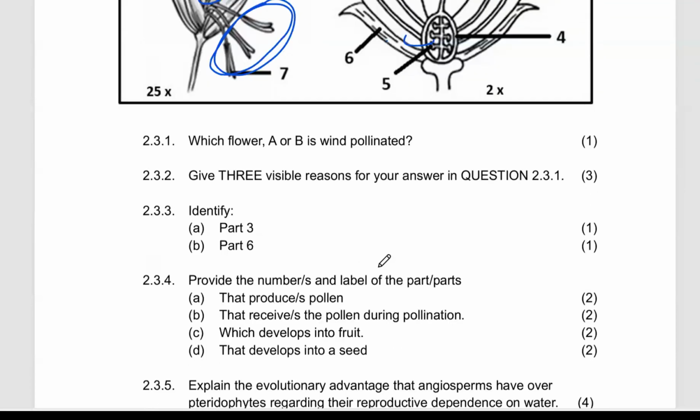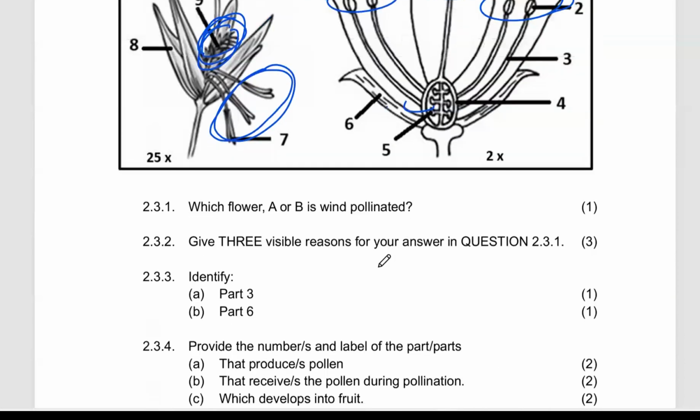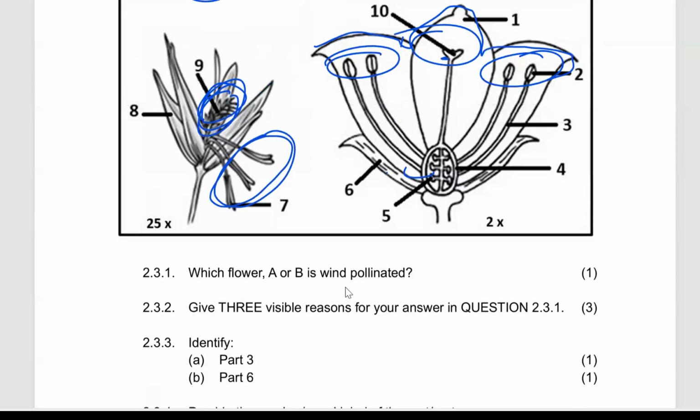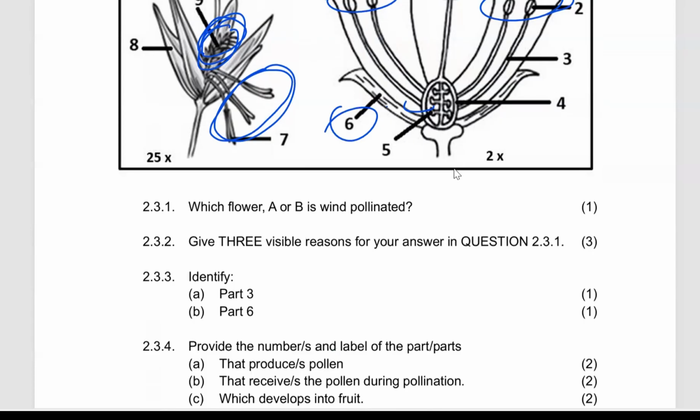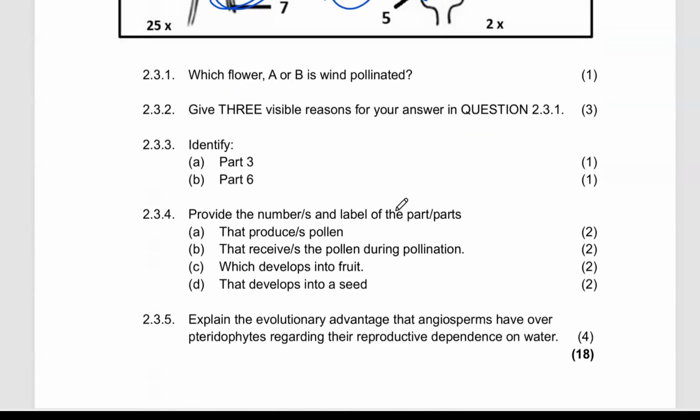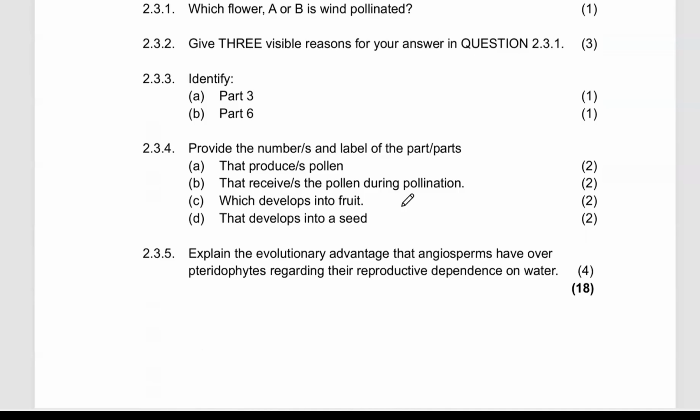Give the visible. Okay, identify part three. We see that it is a filament, and then part six, these are called the sepals. Sometimes they call them sepals. Yes, these are the green parts which actually enclose the flower. There is a difference between sepals and bracts. So they are not the same. Sepals are green. They bring about protection. They are connected to the receptacle.